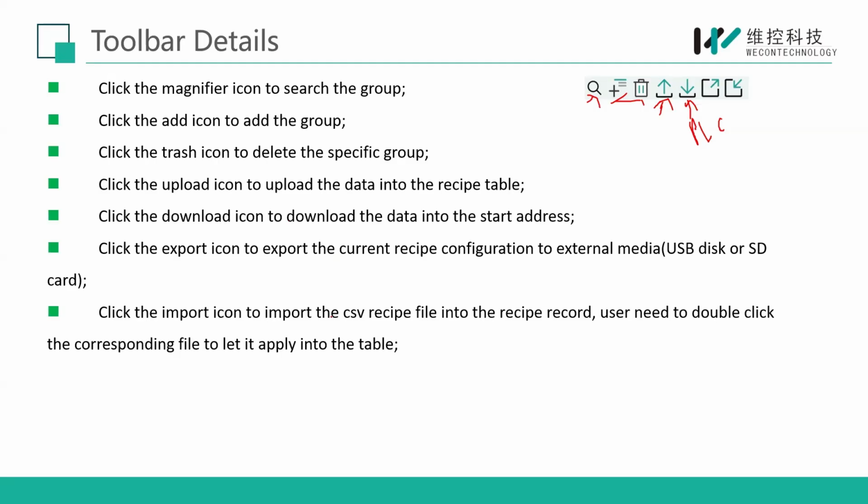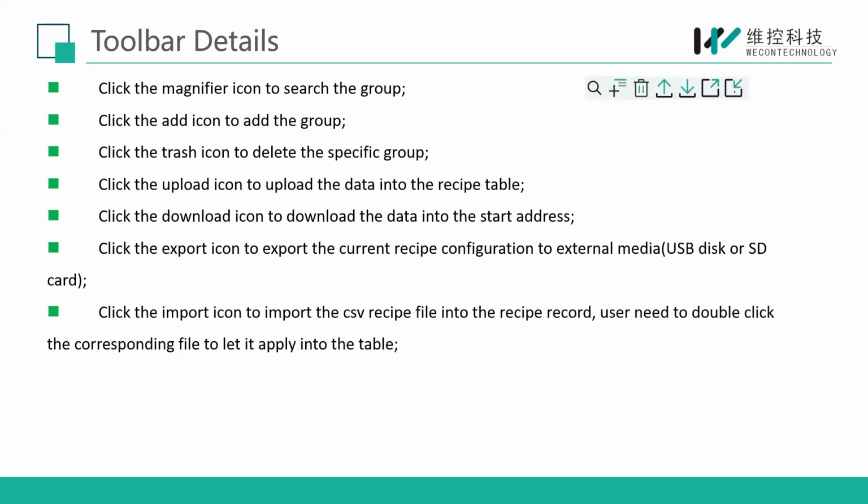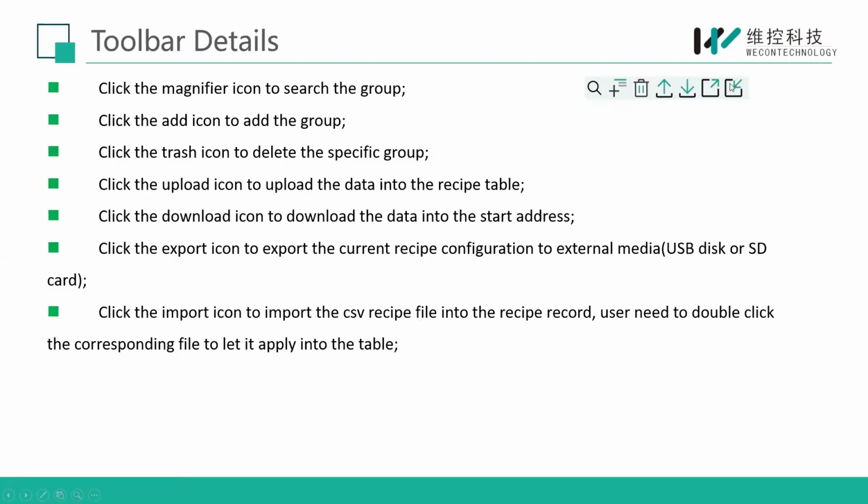Click the import icon. This one is for the export button, and this one is for import. So you can use these two buttons for import and export. You can export your data in CSV format, and also import it in CSV format. The user needs to double click on the corresponding file to apply it to the table.